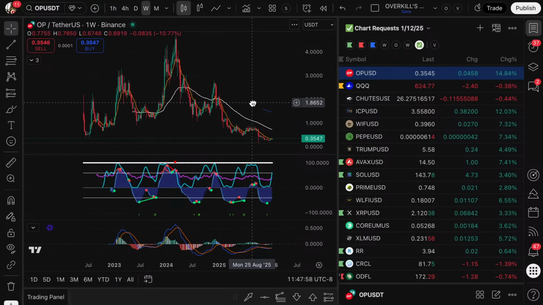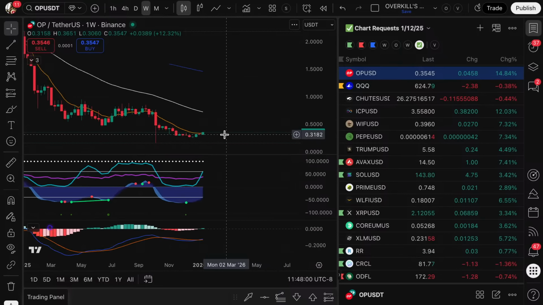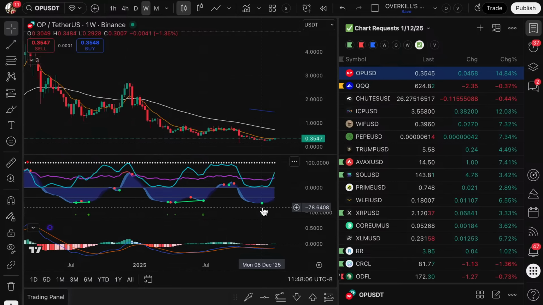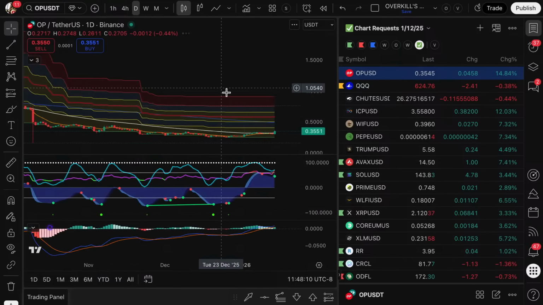This is an Ethereum name, and that thing is now breaking out over the 9-week moving average here. That's a breakout here today. That's up 15% on the day. Again, that signal came about a month ago, and I think this one has a lot of room to go. So OP, look at that green dot there on the daily as well.